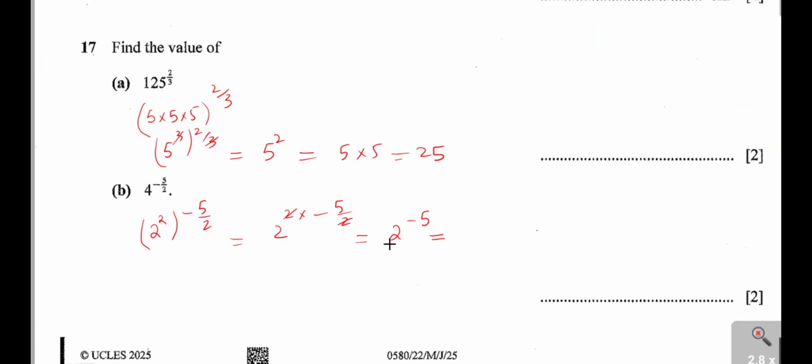And if we reverse this value, we can write 1 over 2 power 5. When we reverse the value, the power becomes positive. We can write 2 power minus 5 as 1 over 2 power 5. And 2 power 5 is 2 into 2 into 2 into 2 into 2, and this is equal to 1 over 32. And this is the answer.